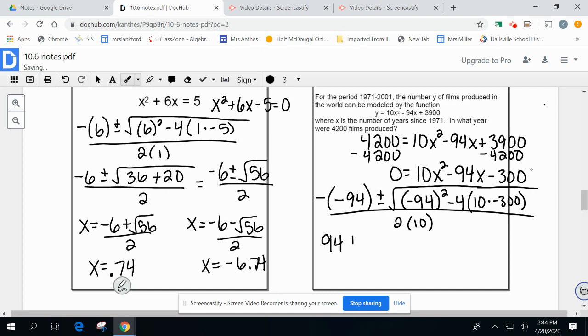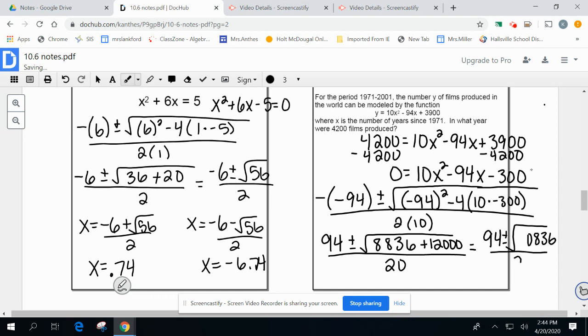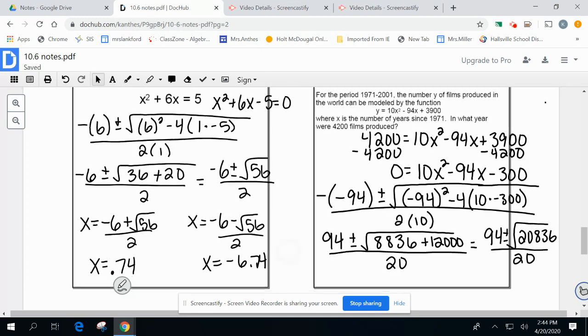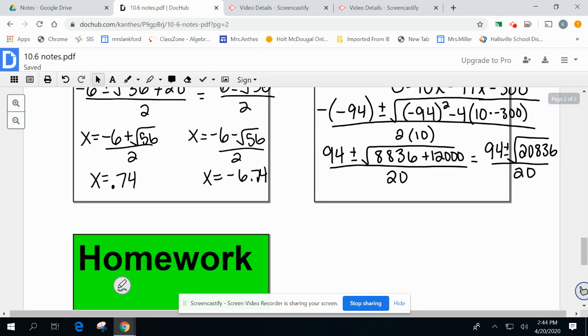So 94 plus or minus square root. Negative 94 squared is 8,836. And then negative 4 times 10 times negative 300 is 12,000. And that would be all over 20. So if I simplify one more time, I would get 94 plus or minus square root of 20,836 over 20. And then I need to break apart and solve both sides of it.